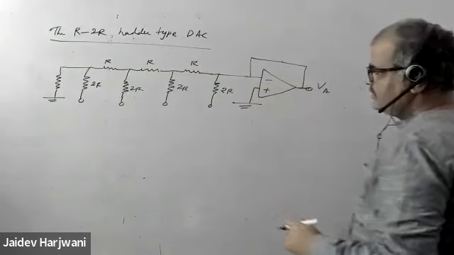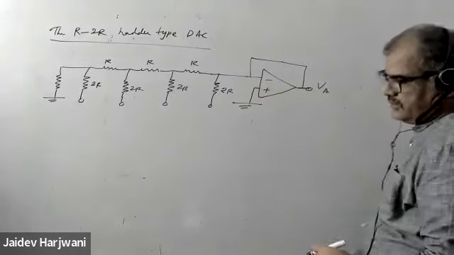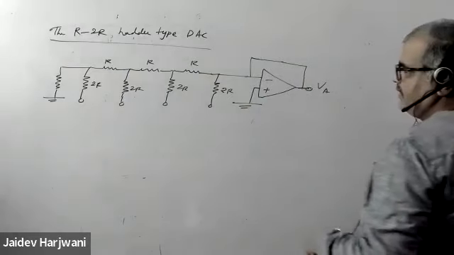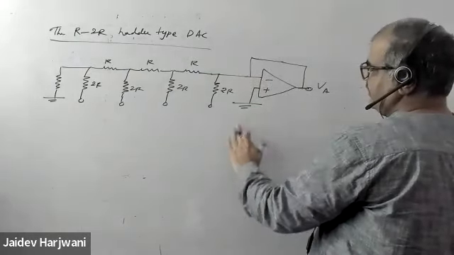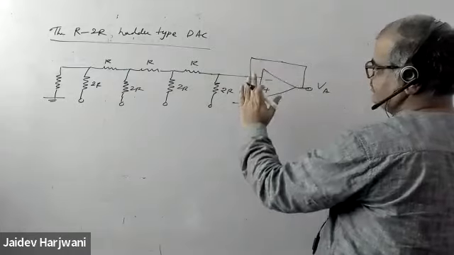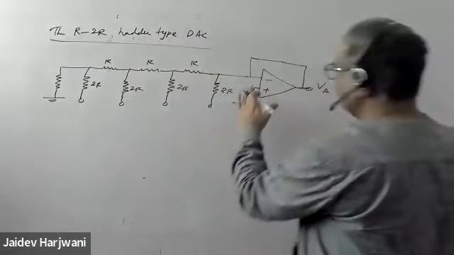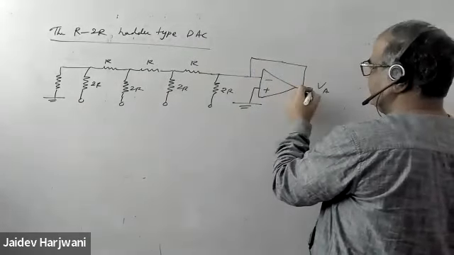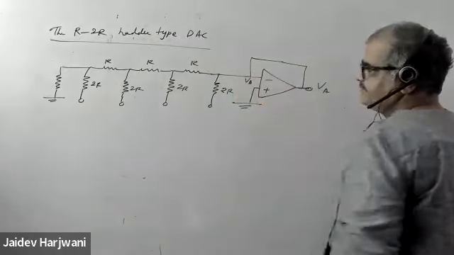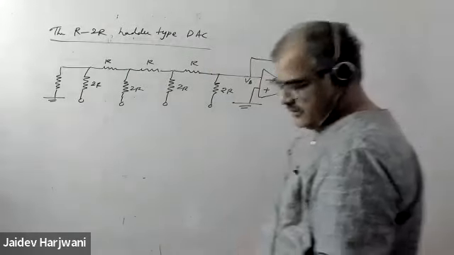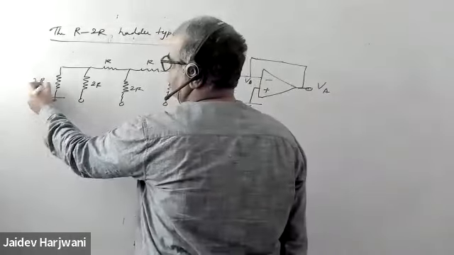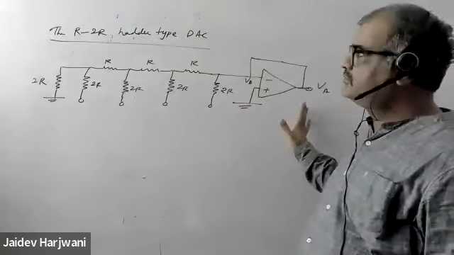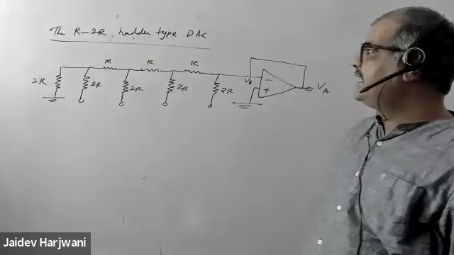Now you can see this is a non-inverting type of amplifier, basically a voltage follower circuit. So whatever voltage comes here, the output voltage will be the same. This circuit converts your digital input into analog output, so this is called the R to 2R ladder type D2A converter.